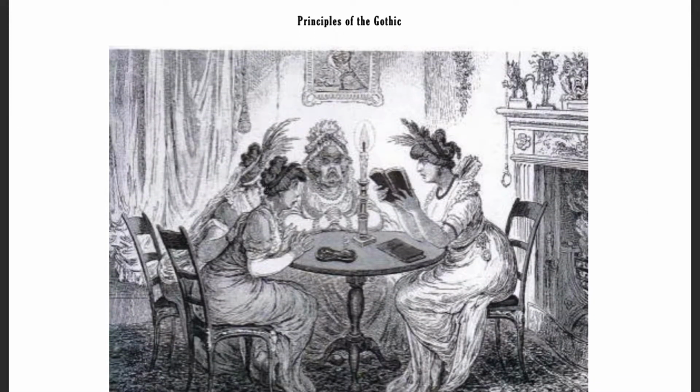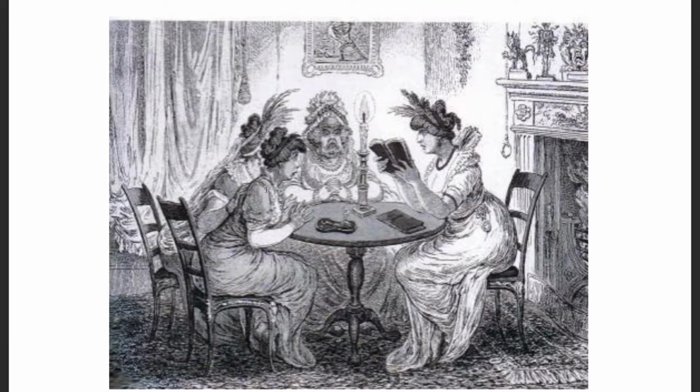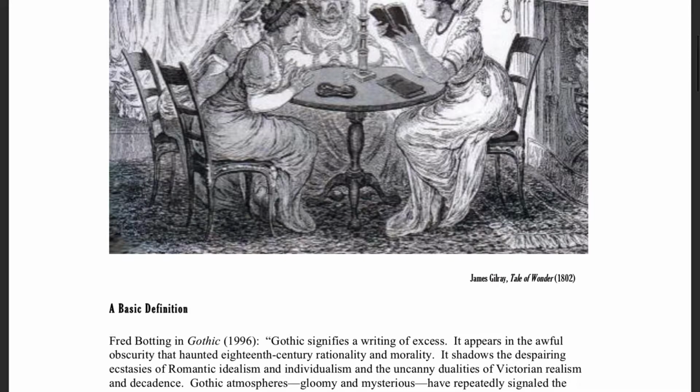Before we move to our discussion of Frankenstein, I just want to talk briefly about the Gothic elements that are important to this novel and its popularity and why it has survived for as long as it has. Fred Botting defines the Gothic as a writing of excess, and this is important because there are very few moments of gray in this novel.